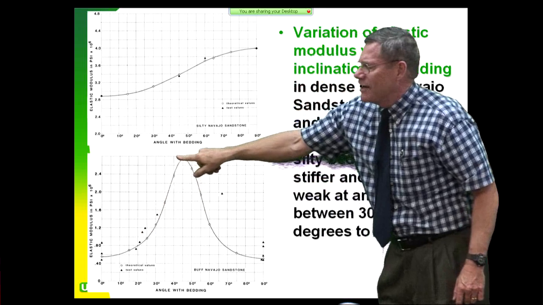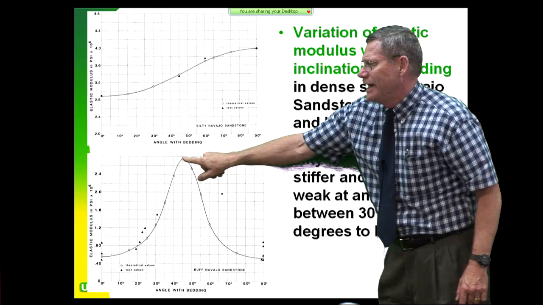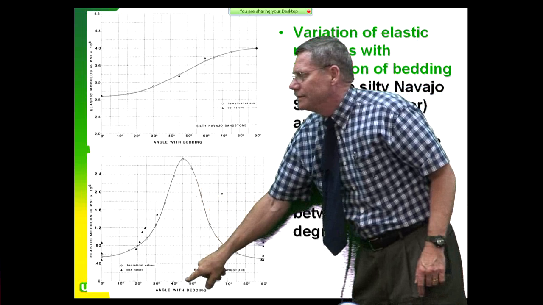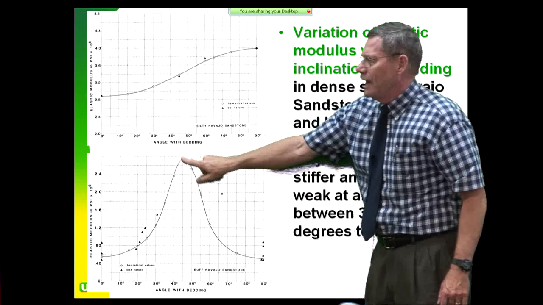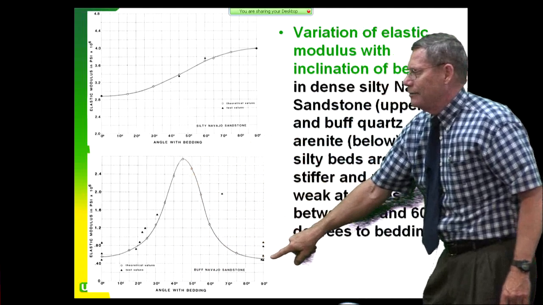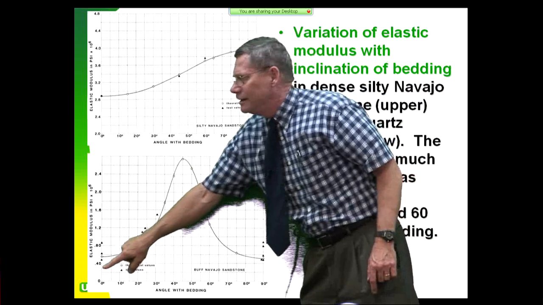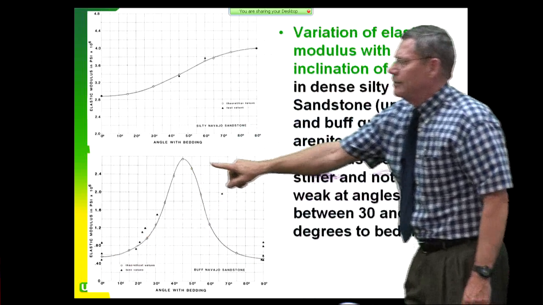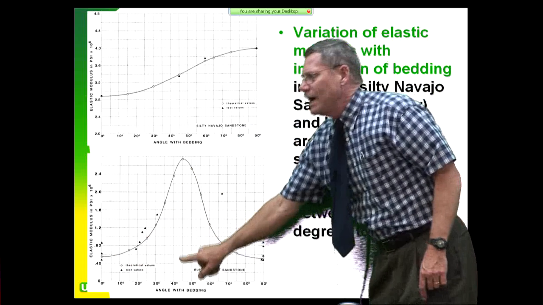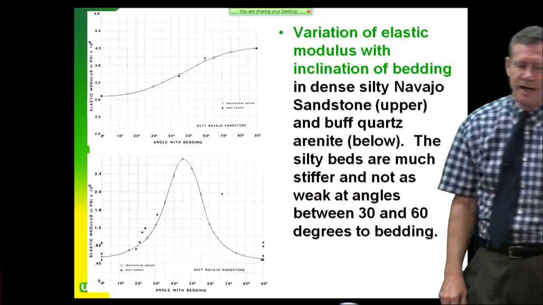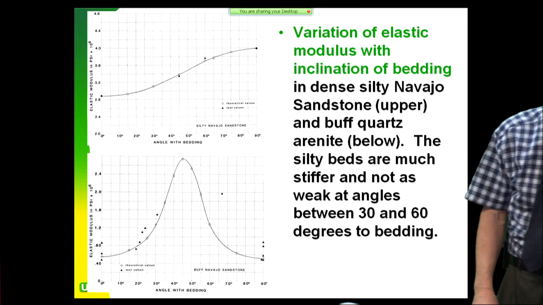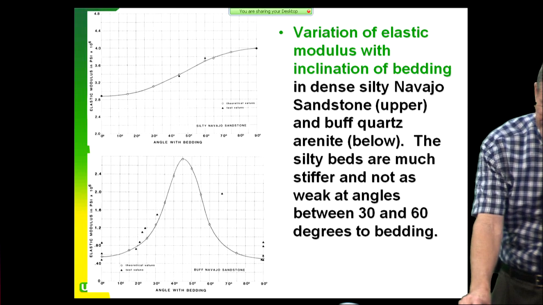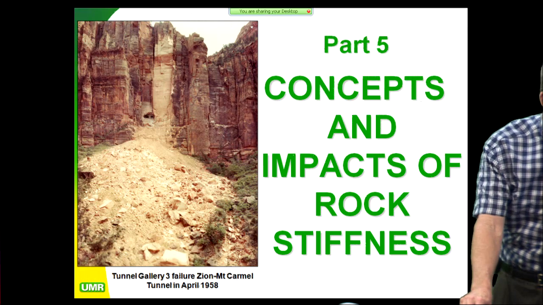And here I actually got a very high modulus at 45, 50 degrees to the bedding, and then it dropped back down again. So perpendicular and parallel, I was very weak, but at 45 to 50 degrees, I have a much higher modulus. Wow, go figure. And so that's pretty typical of real-world rock mechanics.